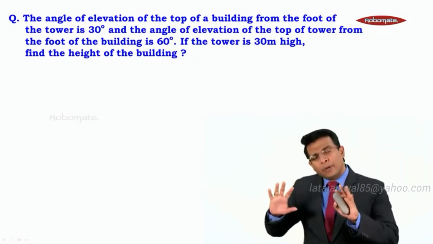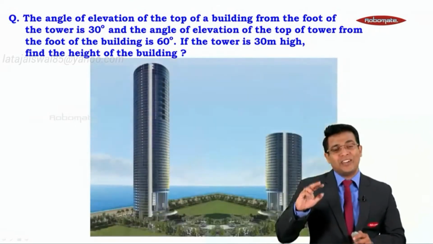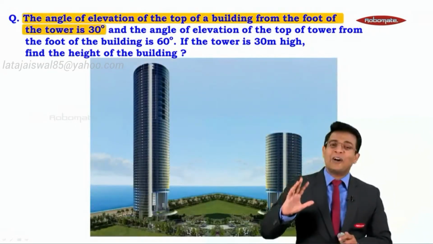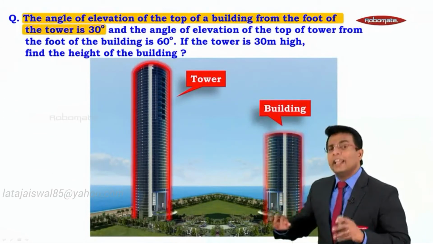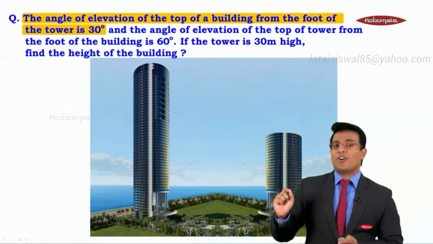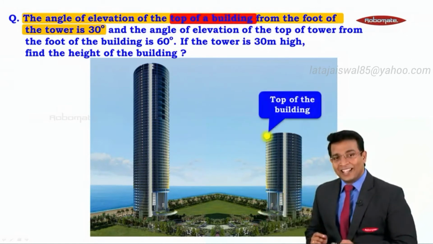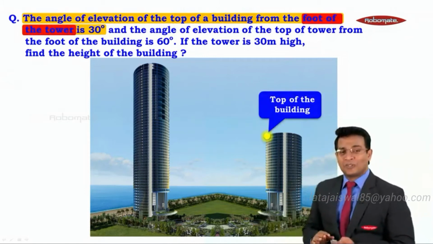Now students, that's the sum. When you look at the sum itself, you understand there are two things required here. We require a tower and a building. So these are the two things which we require here, right? Easy. Let's see the very first statement. It says the angle of elevation of the top of a building from the foot of the tower. So we have marked those two things.